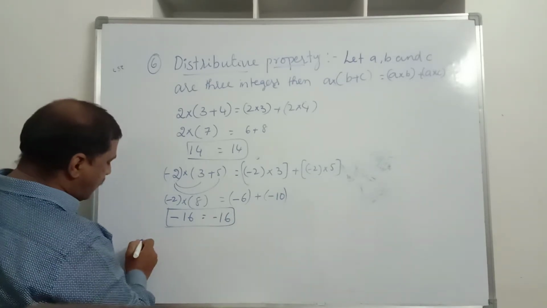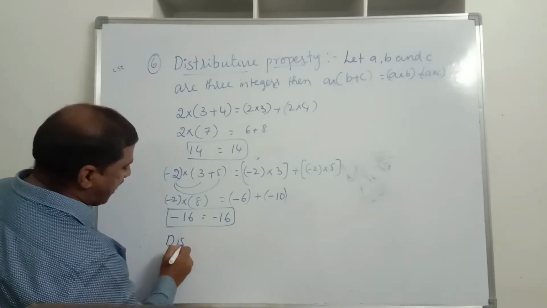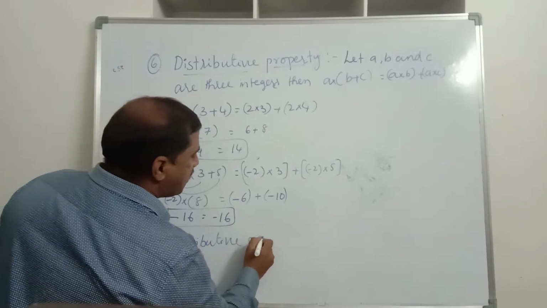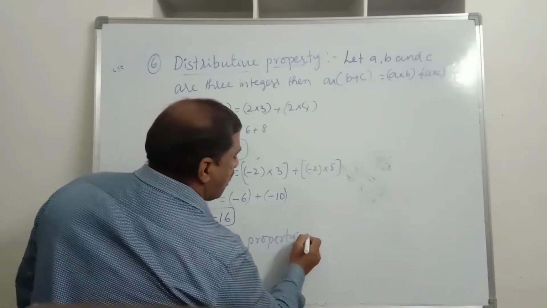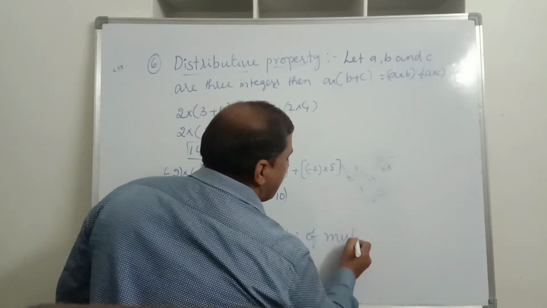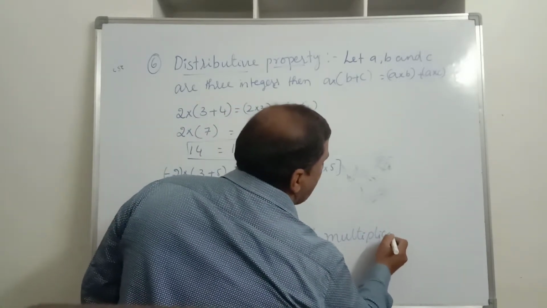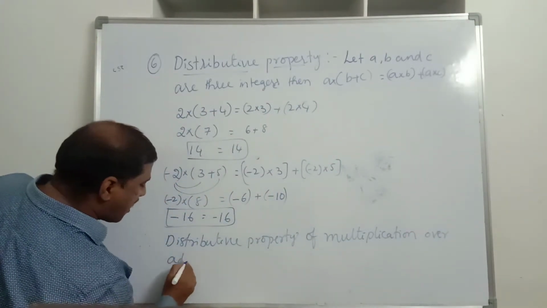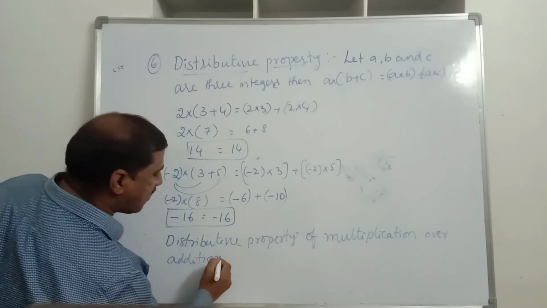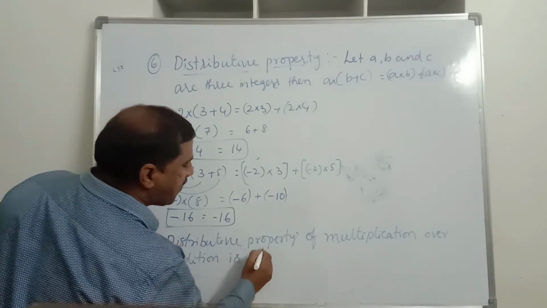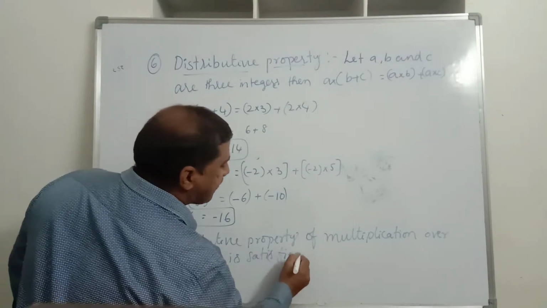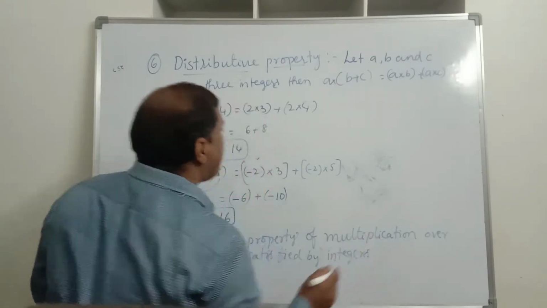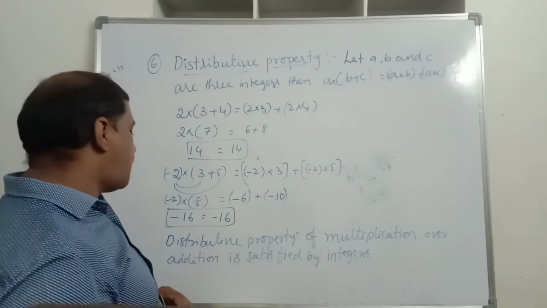Therefore what we can conclude: the distributive property of multiplication over addition is satisfied by integers. So this property of multiplication over addition is satisfied by integers.